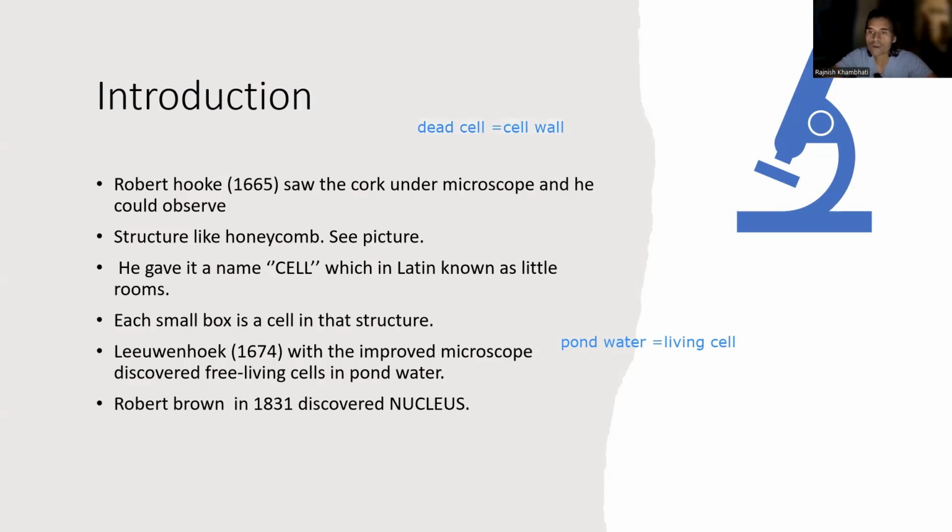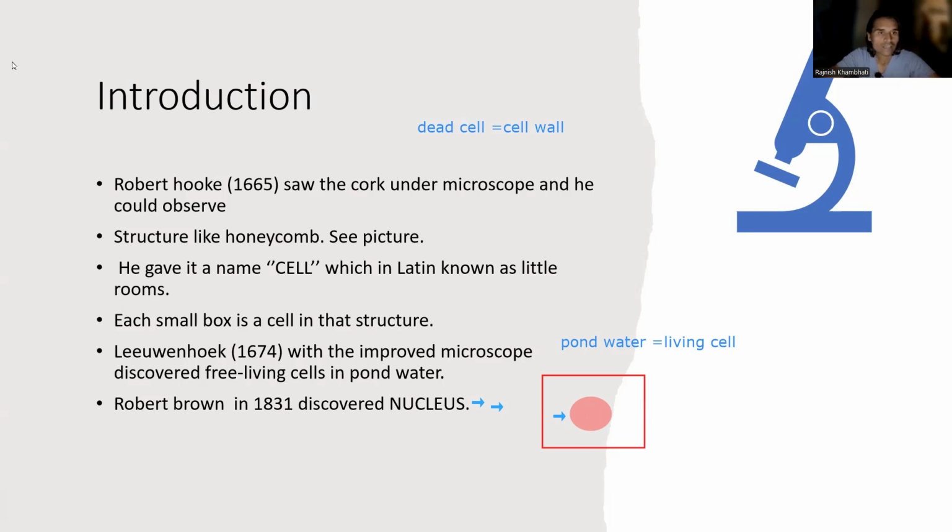Later on, another scientist, Robert Brown, in 1831, observed the nucleus. Now, what is the nucleus? For example, this is the cell, and in the cell there is something present in the center, looking something like this. He said that this center mass is known as the nucleus.